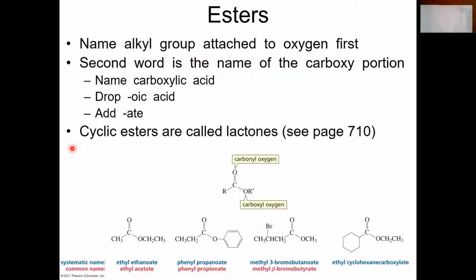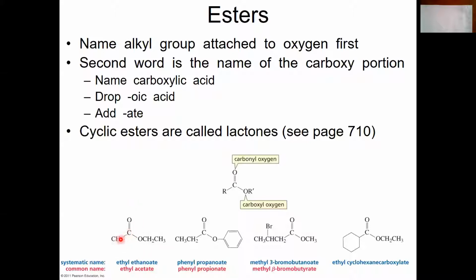Okay, so getting started with naming esters. Esters all have a singly bonded oxygen on one side. We're going to call this the single bonded oxygen leg, because that's what I do. When you name an ester, you have to name the thing that's out here on the leg first. And then you name the rest of the molecule as if it were a carboxylic acid.